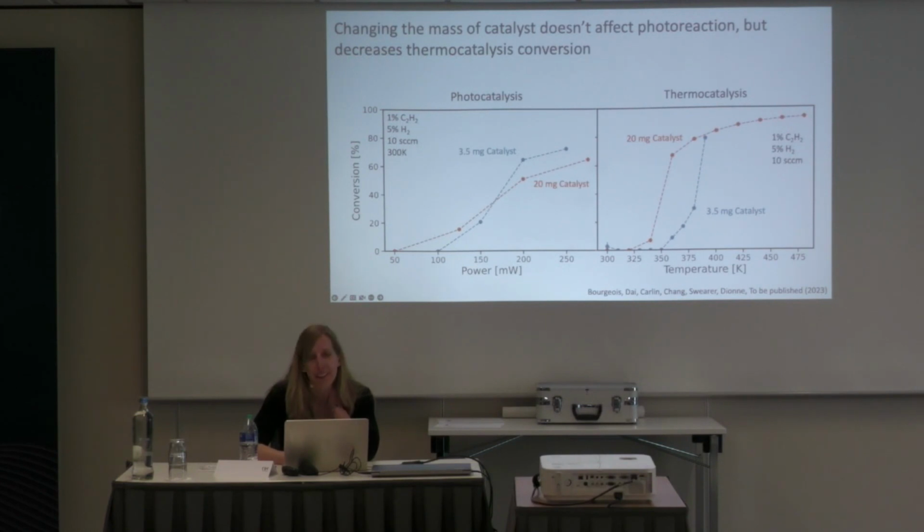Whereas in thermocatalysis, as you reduce the mass of the catalyst, you wind up getting less conversion, and that makes sense. The less catalyst you have, the smaller your conversion rate will be in thermocatalysis, because you're pretty much heating the entire reactor bin. Whereas regardless of whether we have 3 milligrams or 20 milligrams of catalyst, we don't really change the conversion, because the light is pretty much only heating those top few millimeters anyway.